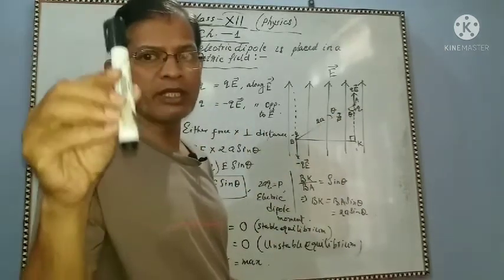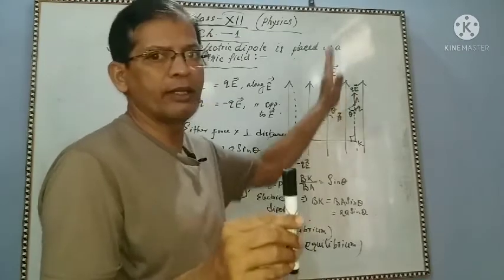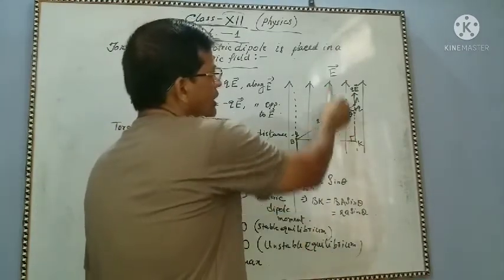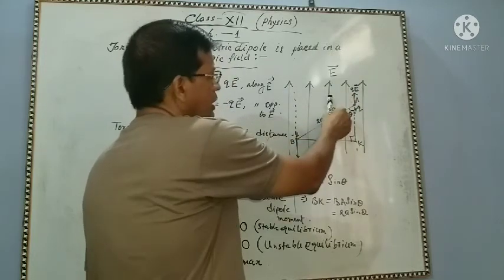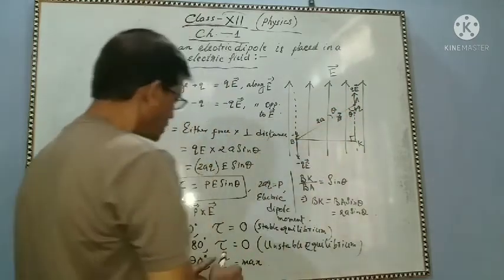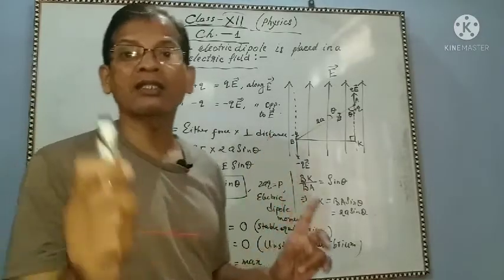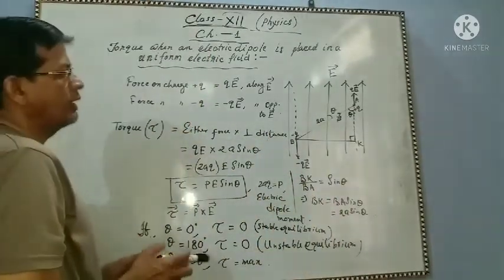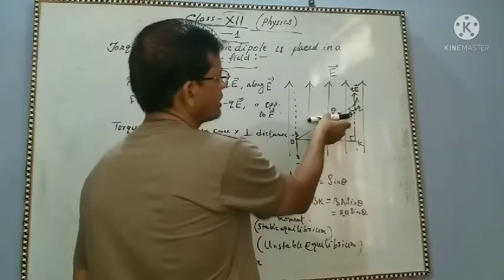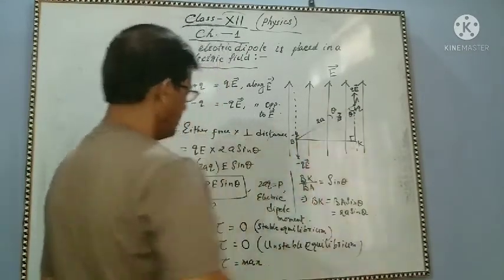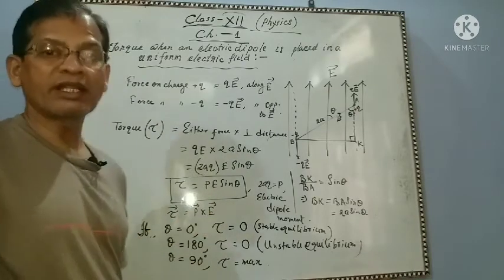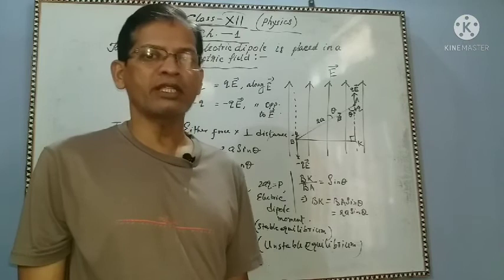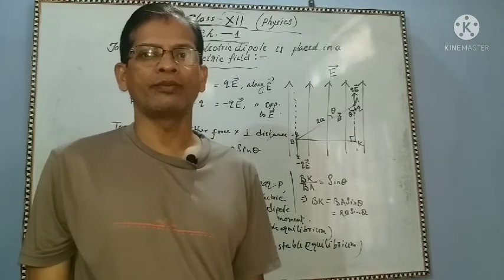That is, the dipole is placed along the direction of the electric field. And when the dipole is placed opposite to the electric field, in this direction, then also torque is 0, but this is the unstable equilibrium. And when theta equals 90 degree, that means this and this are placed this way, then torque will be maximum. Maximum torque will be experienced by the electric dipole. Clear?